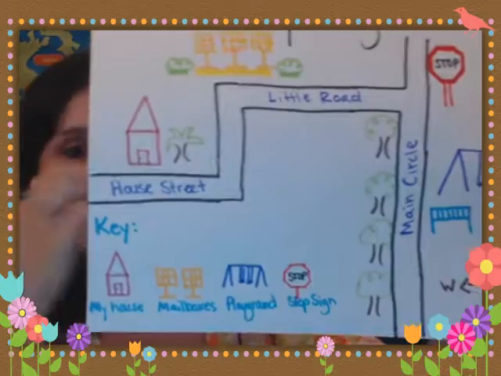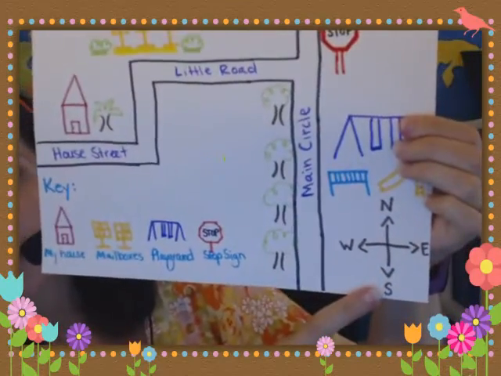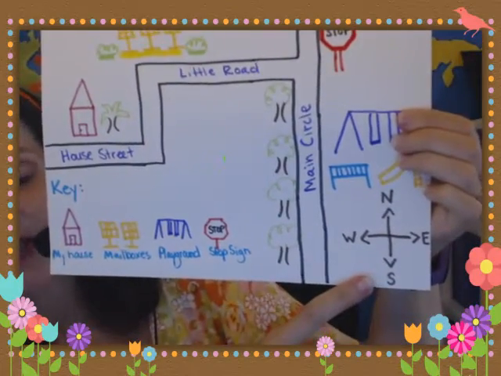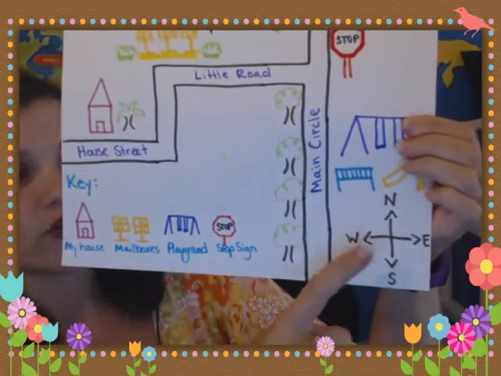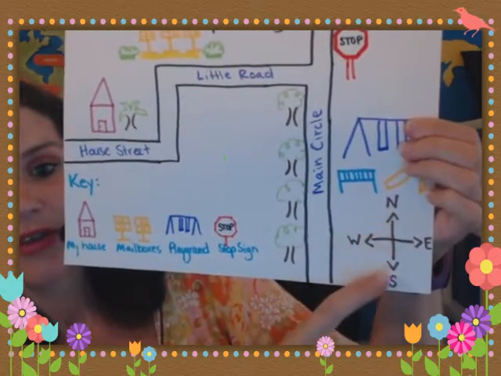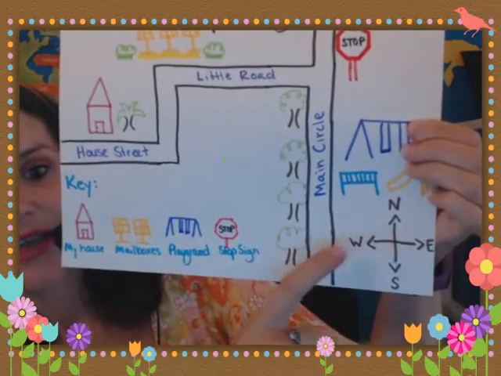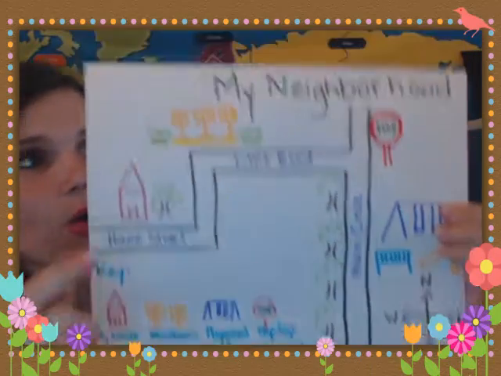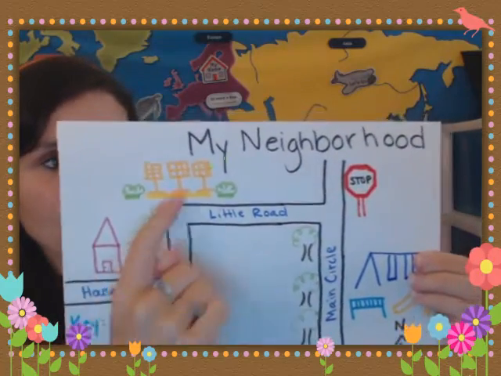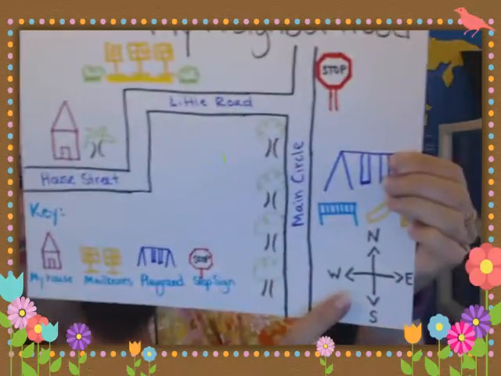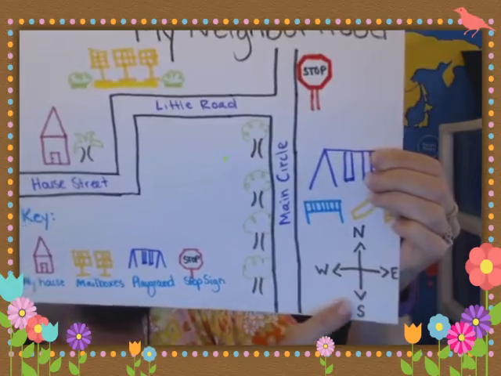All right, another thing that I included, that's right, I almost forgot, is the cardinal directions. Remember, we didn't have to include the intermediate directions, but we did need to include the cardinal directions. So that's north, south, east, and west. So we've got all three things we needed. We've got our neighborhood, we've got our key showing the different locations we drew, and we've got our compass rose.